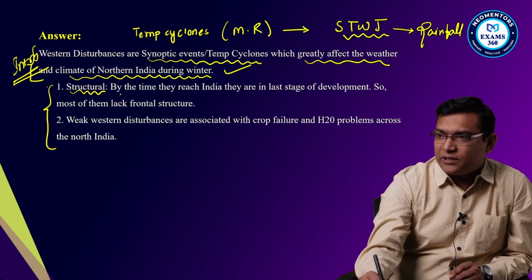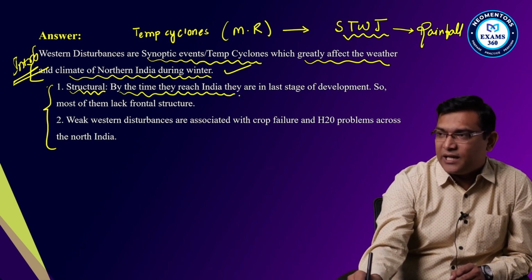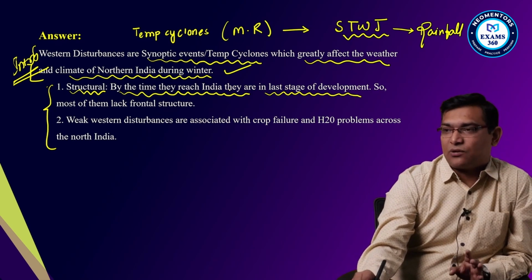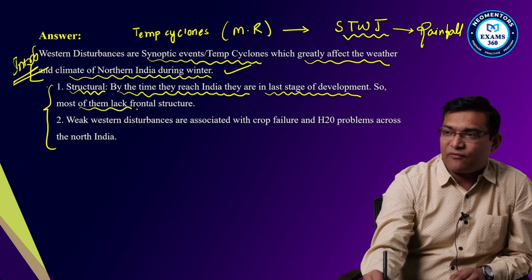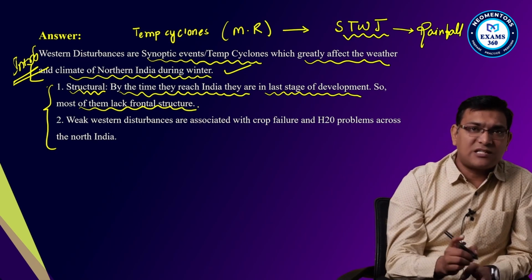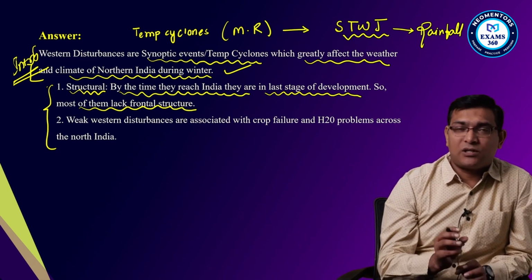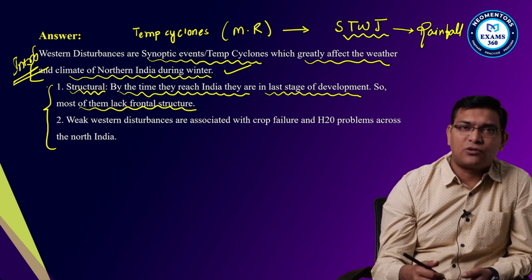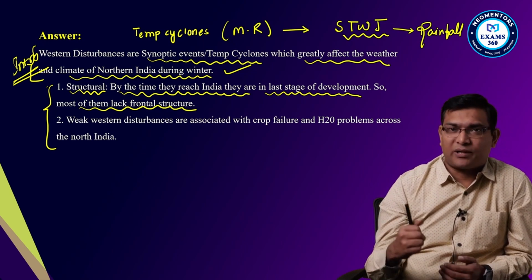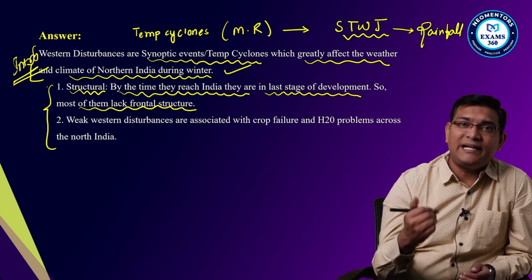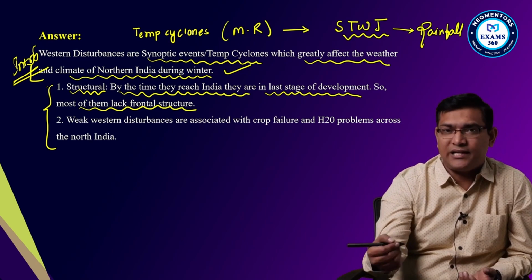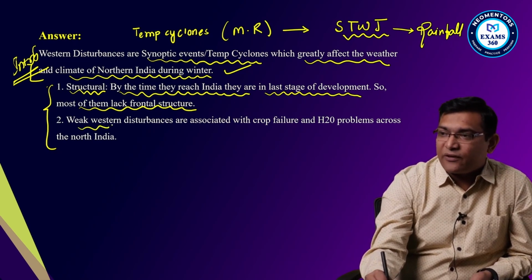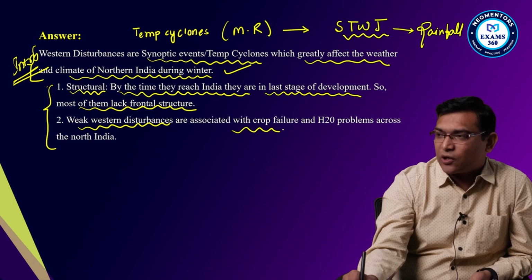By the time they reach India, they are at the last stage of the development of a temperate cyclone. So most of them lack frontal structures. Frontal structure undadu kabatti varshalu చాలా చక్కగా పడతాయి, right? And the impact of the temperate cyclone is also less in the northern part of India because they are at the end stage of the formation. That is the end stage, occluded అని అంటాం. Okay, so the second point, see, weak western disturbances are associated with crop failure.